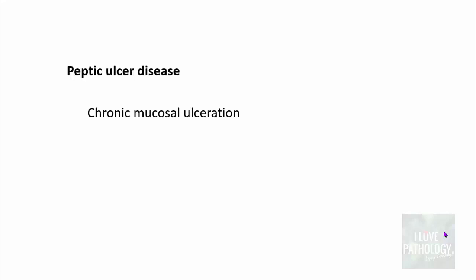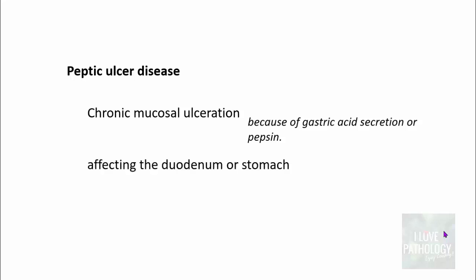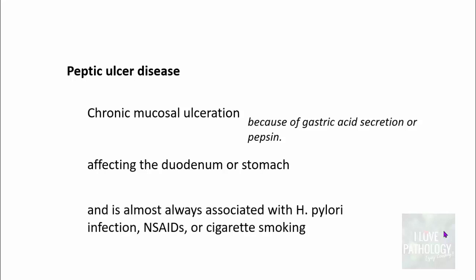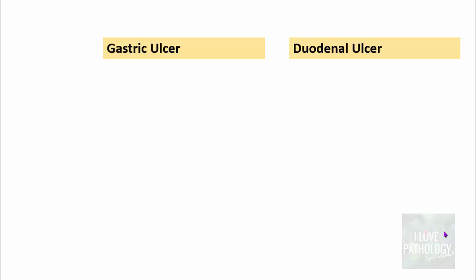Peptic ulcer disease is basically a chronic mucosal ulceration. That's because of gastric acid secretion or pepsin, that affects predominantly the duodenum and the stomach, and it is almost always associated with Helicobacter pylori infection, non-steroidal anti-inflammatory drugs, or cigarette smoking. In the earlier videos, I had discussed in detail about the Helicobacter pylori infection and its associated gastritis and other manifestations. So let's move straight into understanding the differences between gastric and duodenal ulcer.